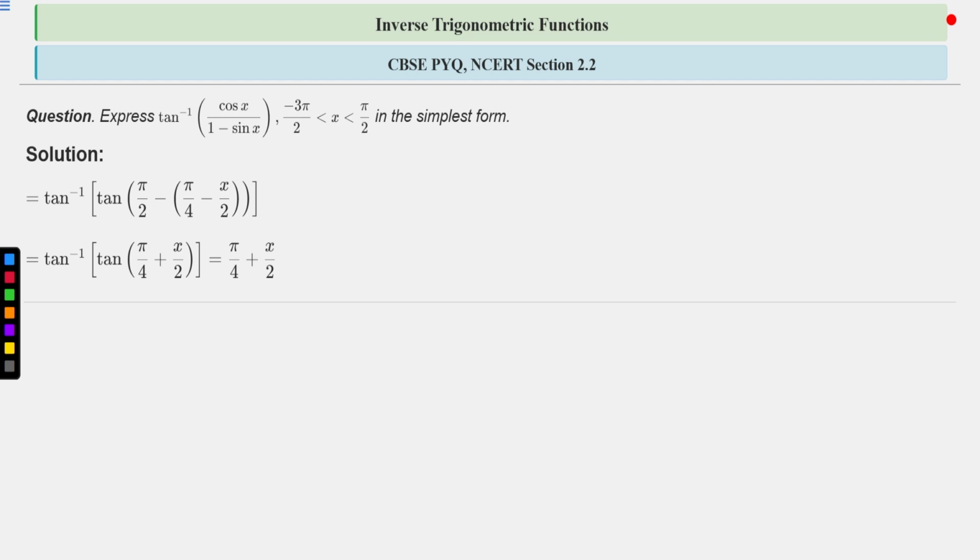Because we know that tan inverse tan theta is basically theta. Clear? So the correct answer will be pi by 4 plus x by 2. Is it clear to all? Okay, let us move to the next question, right?